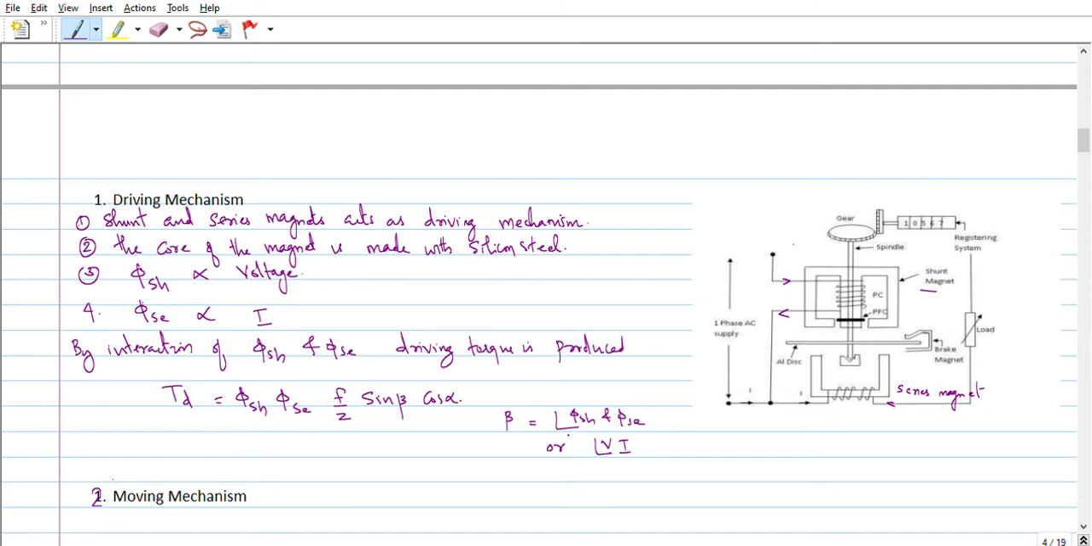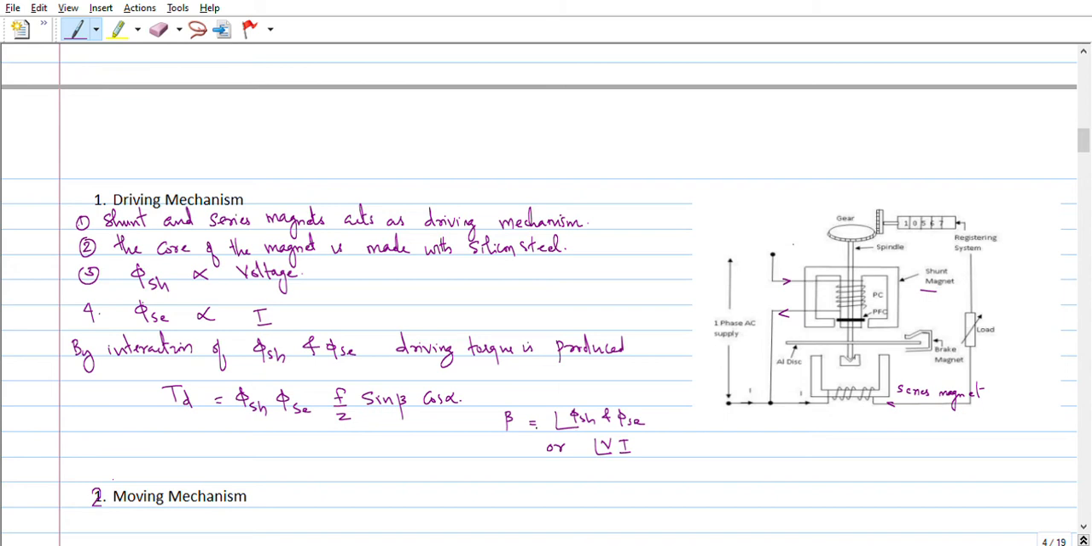The shunt magnet produces the flux phi SH, which is proportional to the voltage, and the series magnet produces the flux phi SC, which is directly proportional to the current. Then by the interaction of phi SH and phi SC, driving torque is produced, and the equation is given by TD equals phi SH into phi SC into F by Z into sin beta into cos of alpha, where beta is the angle between phi SH and phi SC. Since phi SH is proportional to voltage and phi SC is proportional to current, beta can also be represented as the angle between voltage and current.